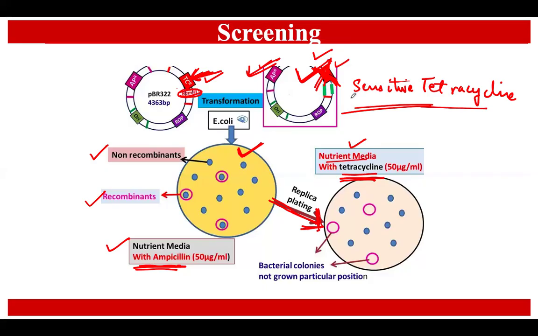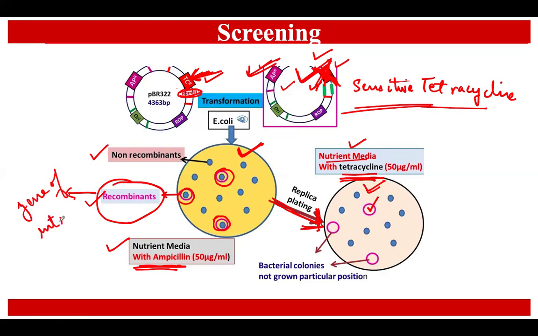But all the other plasmids which contain both of the genes active, or you can say which do not have the gene of interest, are going to grow, right? And then we are going to compare both of these plates to each other, and the colonies that are absent on the tetracycline-containing medium but present on the ampicillin-containing medium are the recombinant cells. And these are the cells which contain the gene of interest. So that is how we screen them.